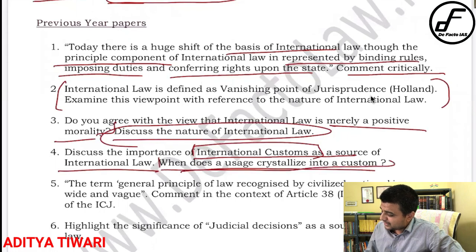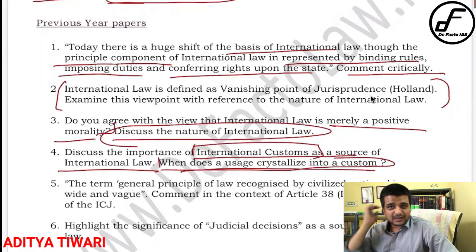how usage crystallizes into custom. Usage crystallizes into custom, and I know opinio juris is one of the basic elements, as in the North Sea Continental Shelf case.